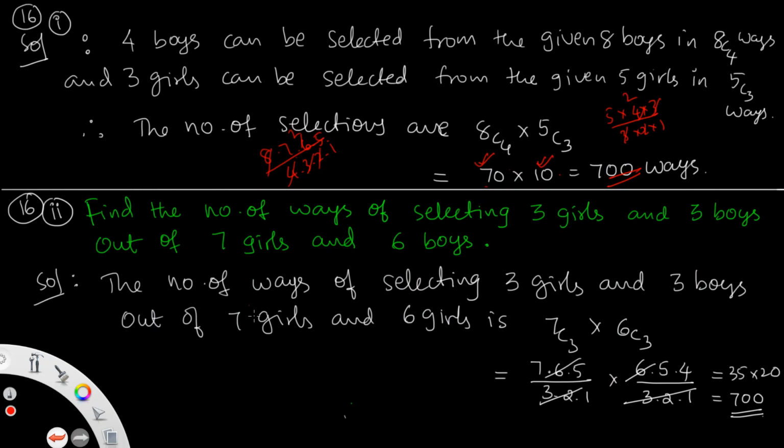So the number of ways of selecting 3 girls and 3 boys: out of 7 girls you have to select 3 girls, so this can be done in 7C3 ways, and out of 6 boys you have to select 3 boys, that is 6C3. Here also you get 700 only. The calculation is same. This is question number 16, second one.